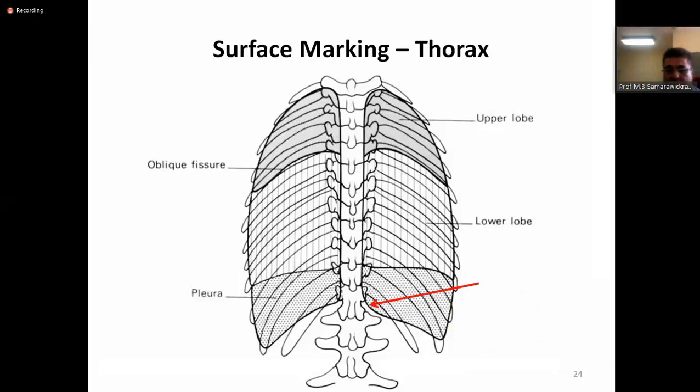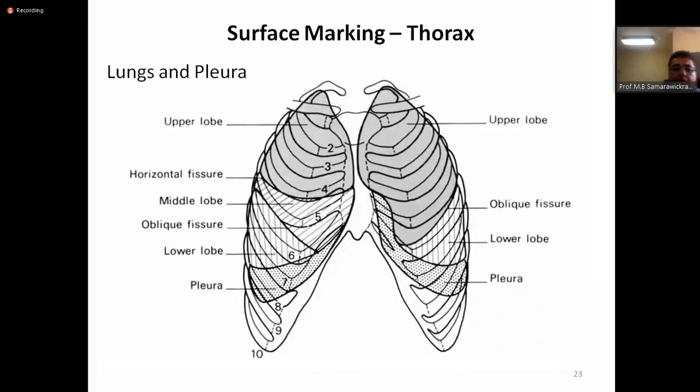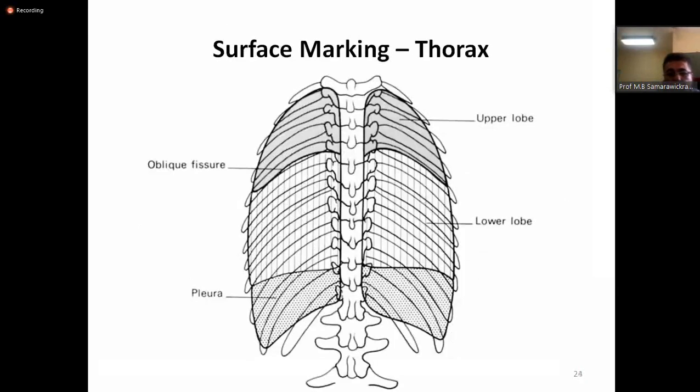It passes below the 12th rib to meet the posterior border, right? And the other thing you have to know is the difference between left and right. On the left side, instead of crossing at the 6th costal cartilage, it crosses the 4th costal cartilage and goes downward to meet the inferior border at the 6th costal cartilage. This is the cardiac notch to accommodate the pericardium, right? So you should be able to surface mark the lungs and the pleura, right?